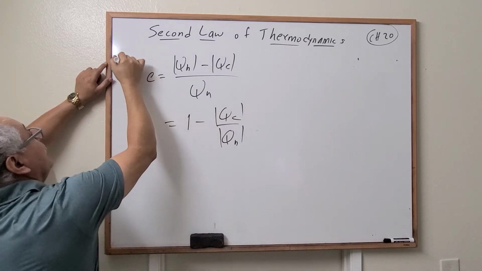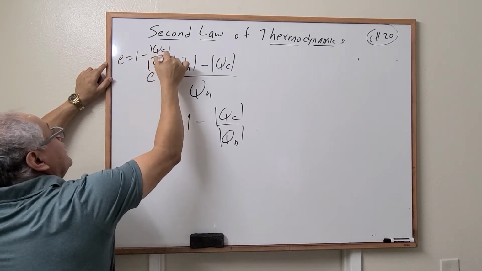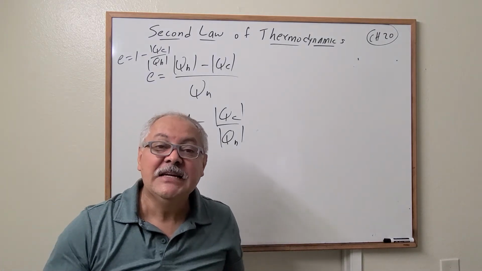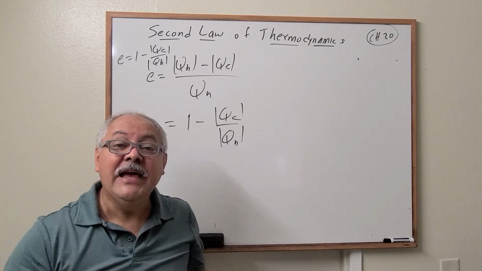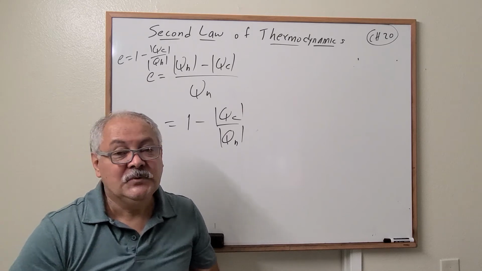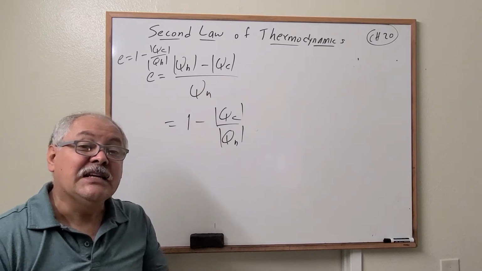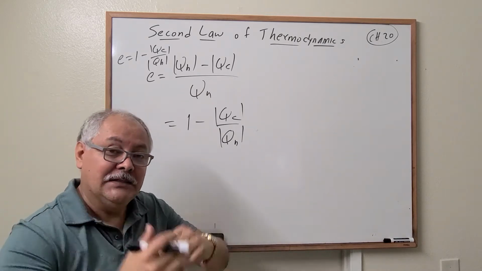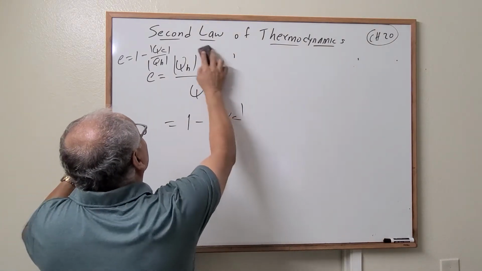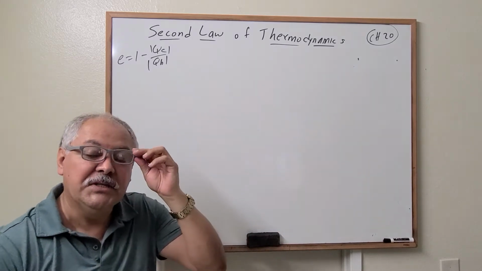So efficiency equals 1 minus QC over QH, right? Another statement of the second law of thermodynamics says that the efficiency of any heat engine cannot possibly be 100%. We cannot get 100% efficiency according to the second law of thermodynamics, or a second statement of the second law. Correct? Perfect.